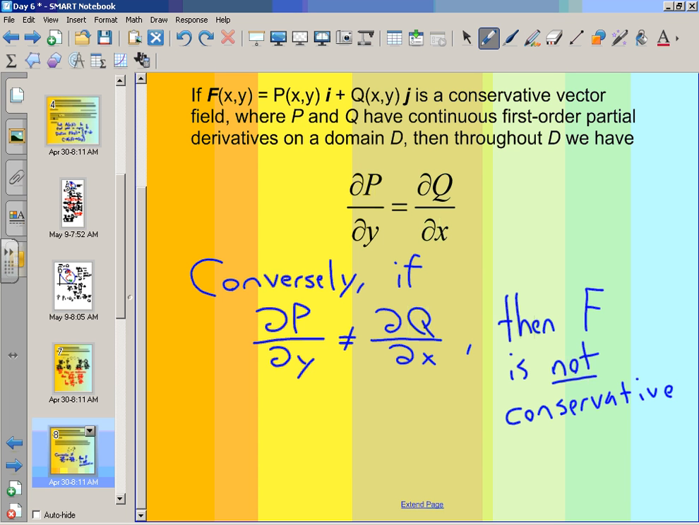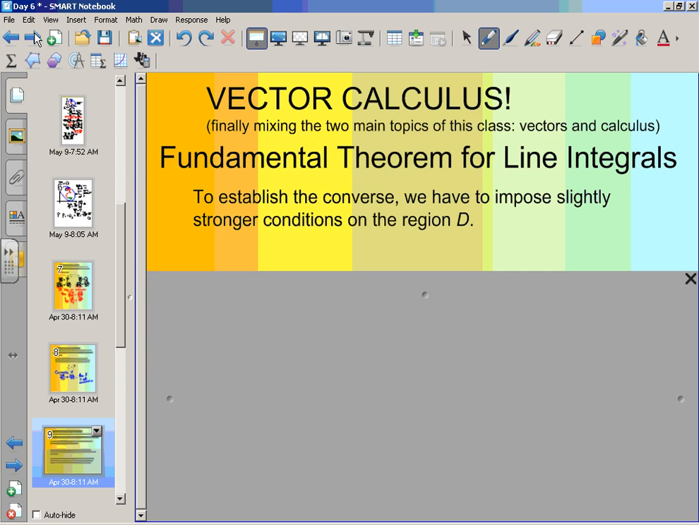Yeah, like the second derivative test. No, it's not quite like that. We would like to be able to say: okay, we apply this test, we get that these are equal, therefore we know it's conservative. We can't quite do that without imposing a little bit of a restriction. Sorry, that's the converse rather than the inverse, but whatever. So we have to impose a slightly stronger restriction on D.